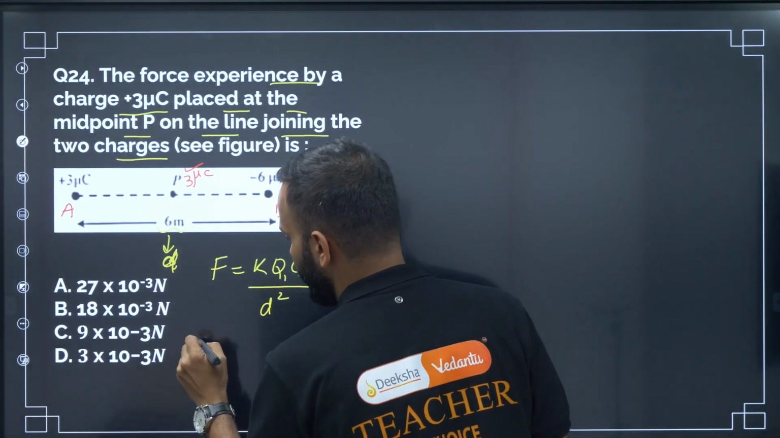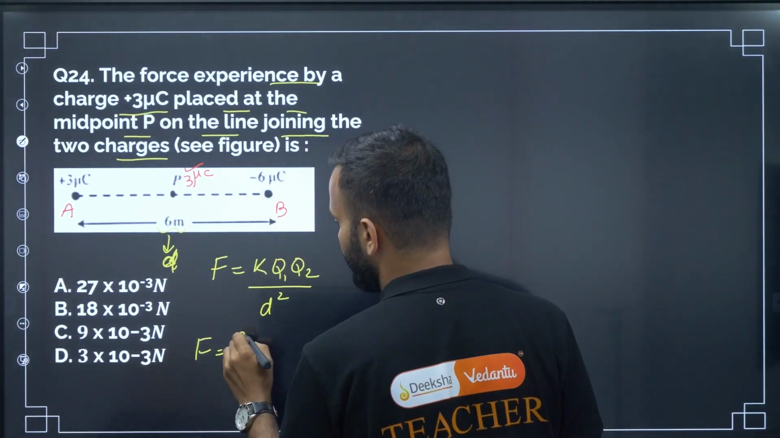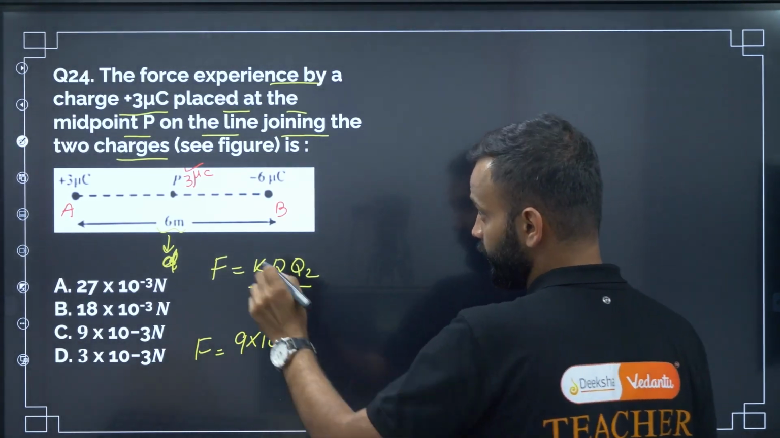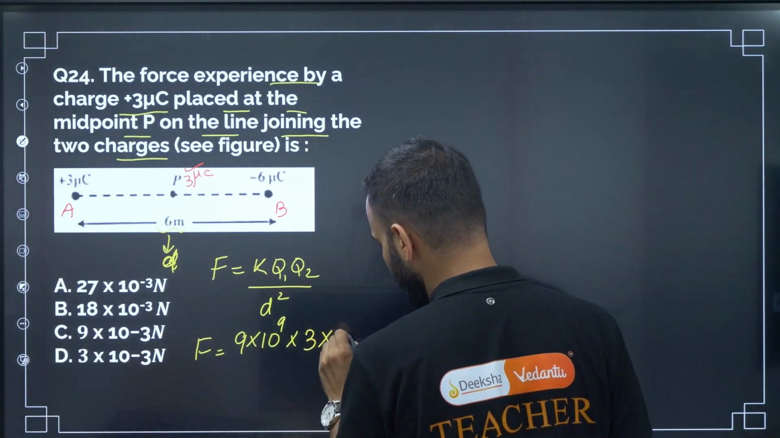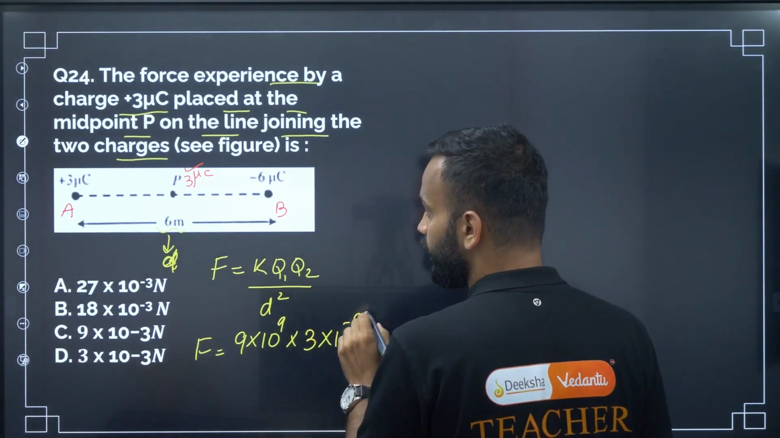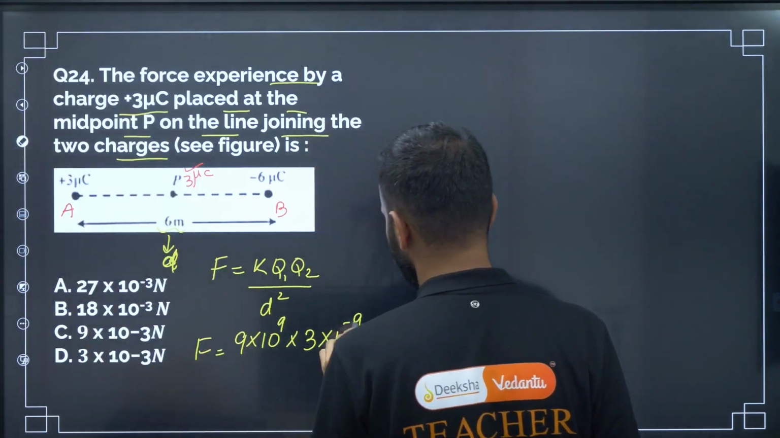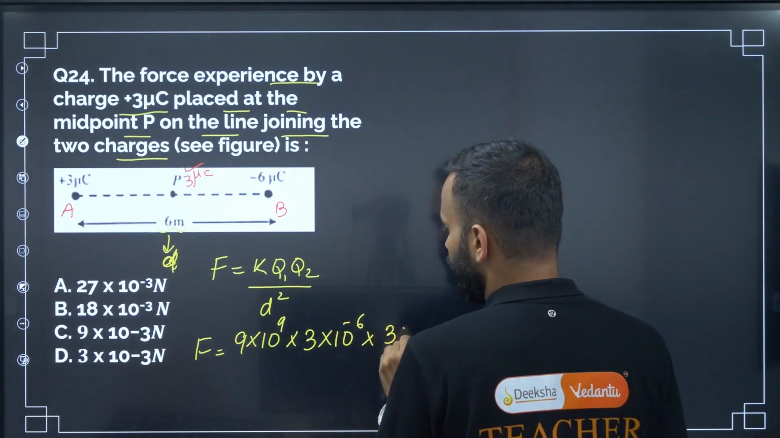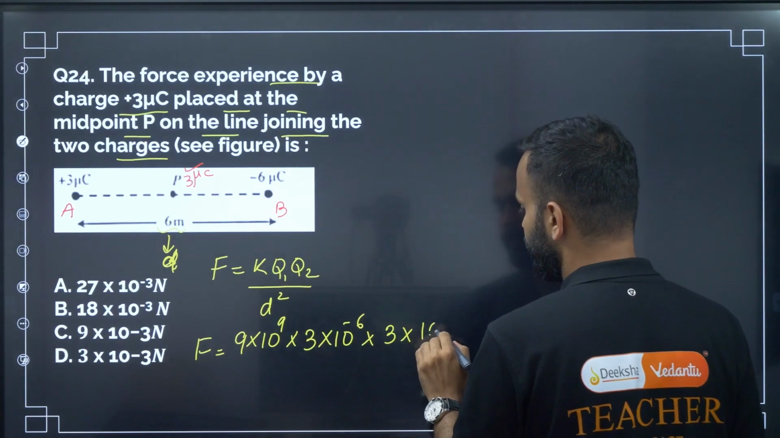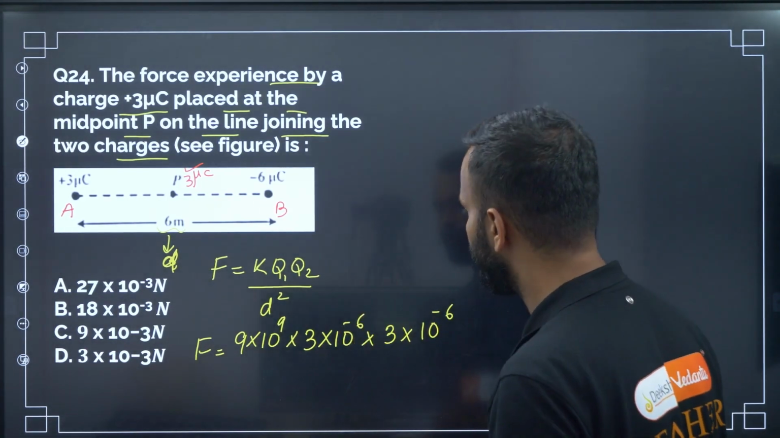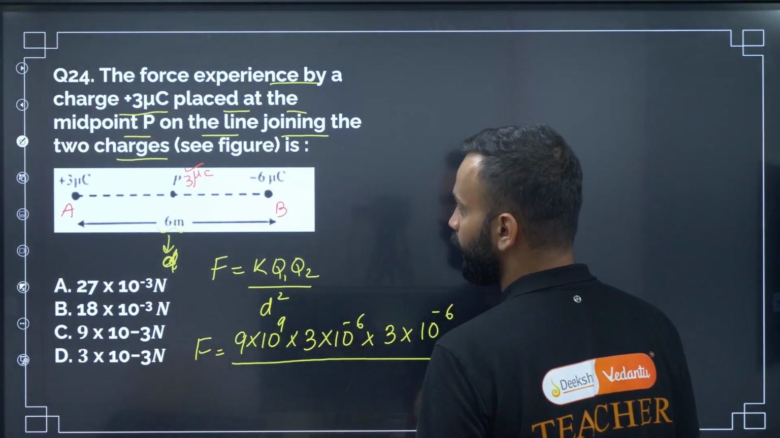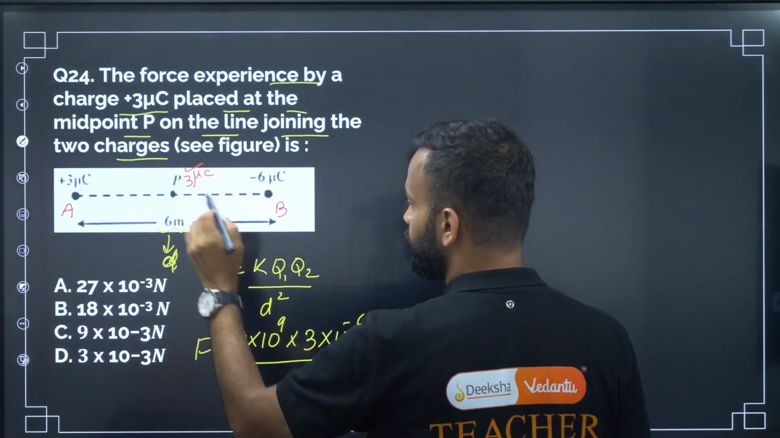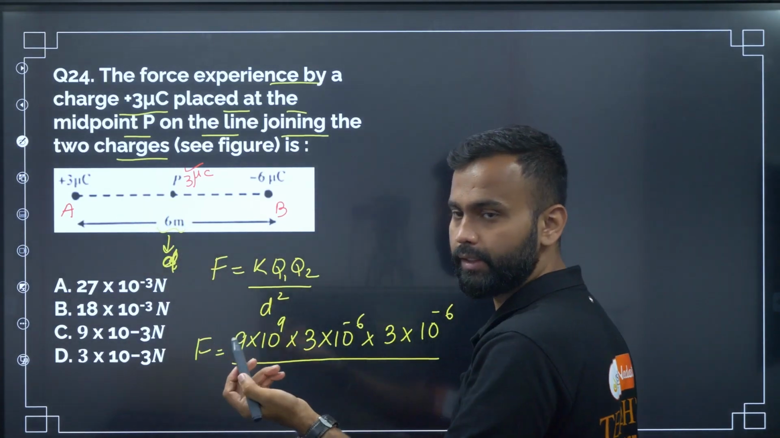Now F is equal to K, which is 1 by 4 pi epsilon naught, equal to 9 into 10 to the power 9, into Q1. Q1 is 3 microcoulomb, so 3 into 10 to the power minus 6, into Q2. Q2 is 3 into 10 to the power minus 6 coulomb. K into Q1 into Q2 divided by D square. D is the distance between A and P, that is, sorry, 3 meter. Half of 6 is 3, so 3 meter.